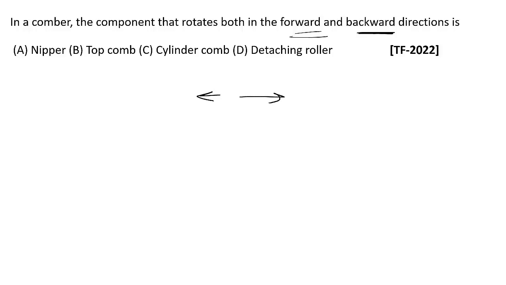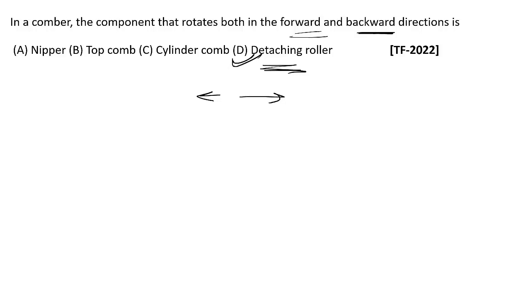If you know about the basic concepts and the machinery of the comber, then you know the detaching roller, the nibs are arranged in such a way that it rotates one time in the front and then another time in the backward direction. And what is the function of the detaching roller? The detaching roller draws the clamped fiber out of the web held by the feed rollers inside the nippers. So the detaching roller, option D, is the right answer.